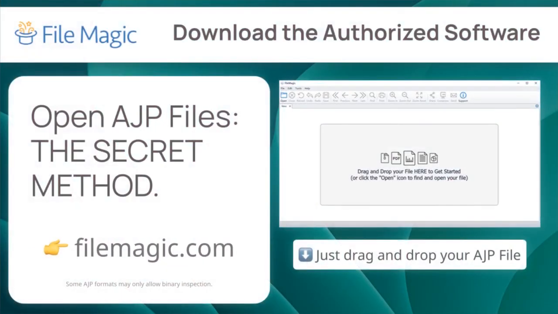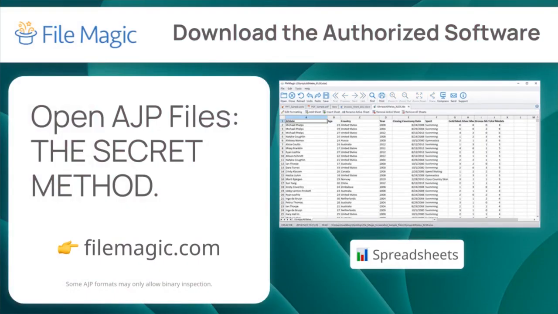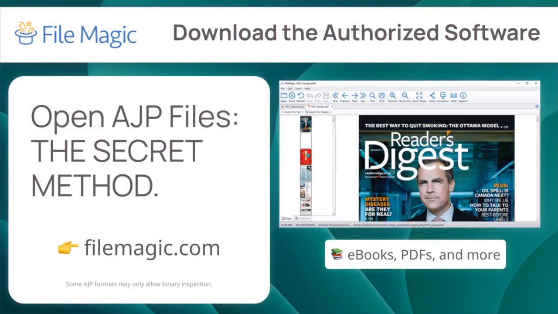Just a heads up, the best strategy against tricky AJP errors is having a dedicated viewing program. I'll reveal more about my favorite tool towards the end.